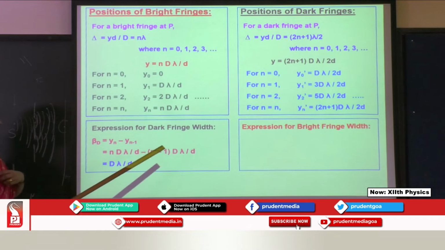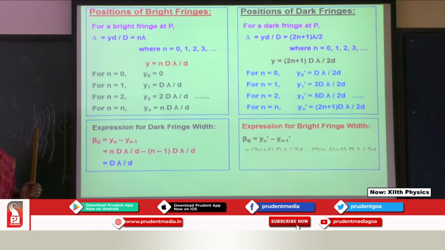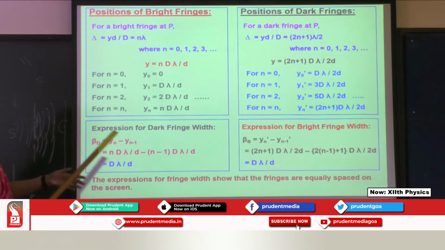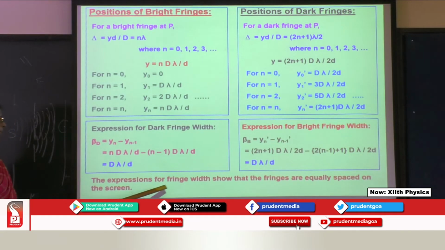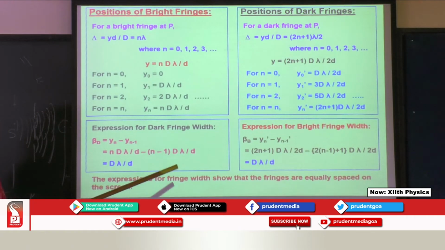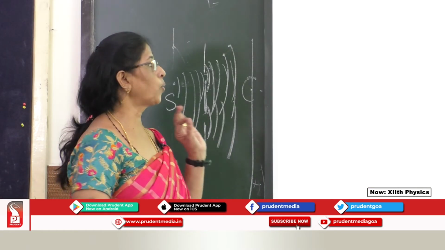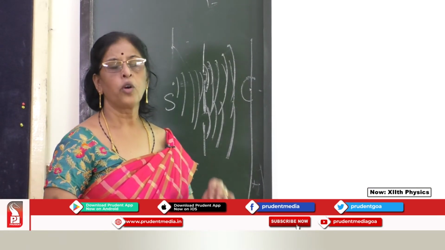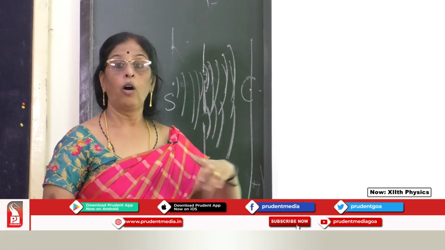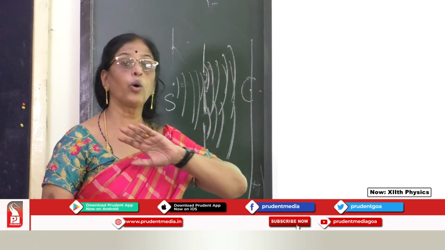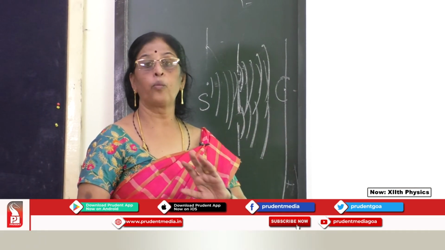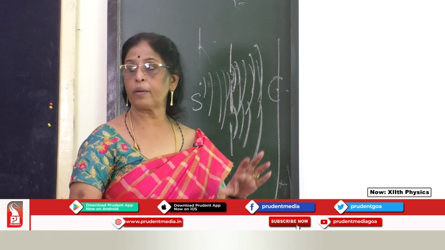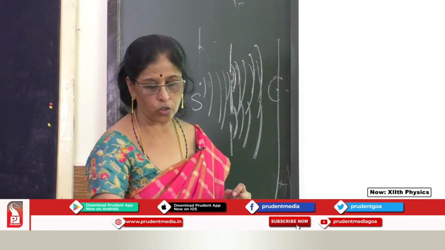So the expression for a bright fringe width over here is the same thing which I explained over there. Here, this is for a dark fringe and the bright fringe over there. The expressions for fringe width show that the fringes are equally spaced. And the main quality of interference is that whether you take the first fringe or the 100th fringe, all will have the same intensity. The intensity of the fringes will not decrease. It has maximum intensity throughout.